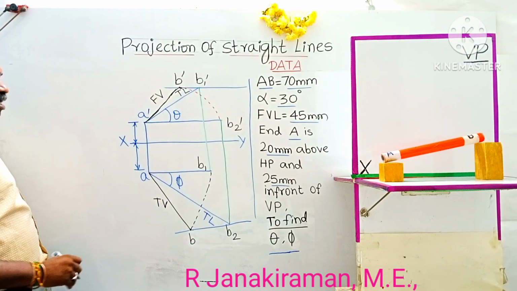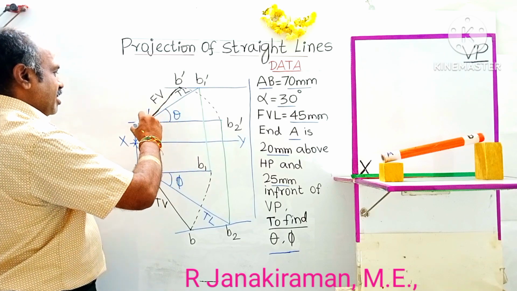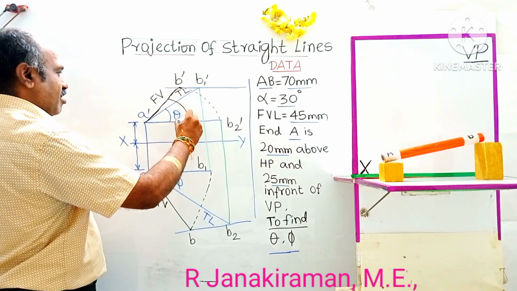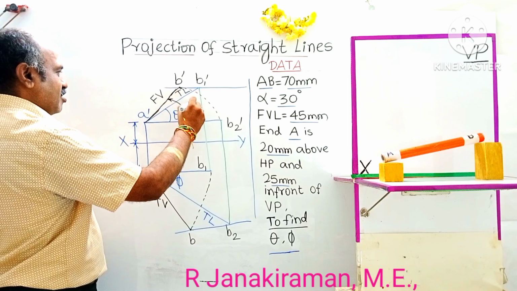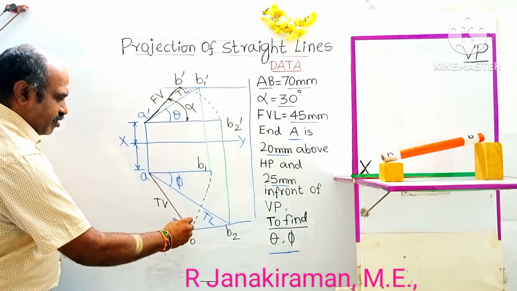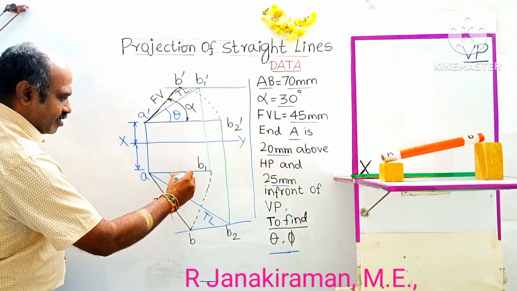Okay, next, the other notations to be noted in the reference diagram: the front view is A dash B dash. This angle with horizontal is called alpha. Similarly, AB is the final top view. Its inclination with horizontal is denoted by the term beta.